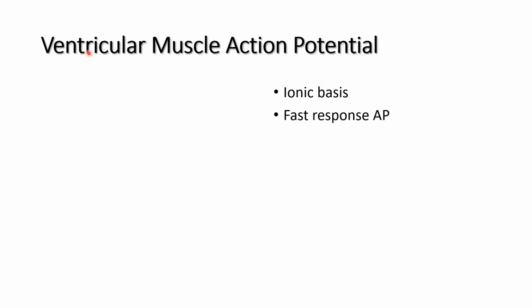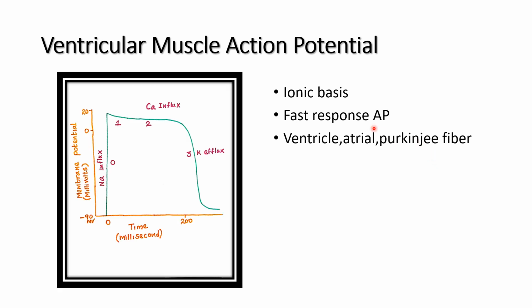The ventricular muscle action potential is a type of fast response action potential. Fast response action potentials are also produced by the atrial muscles and Purkinje fibers. So the fast response action potential is seen in the ventricular muscles, atrial muscles and Purkinje fibers. Ventricular muscle produces the fast response action potential.